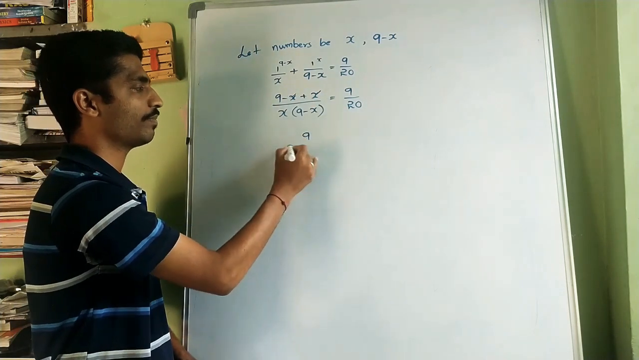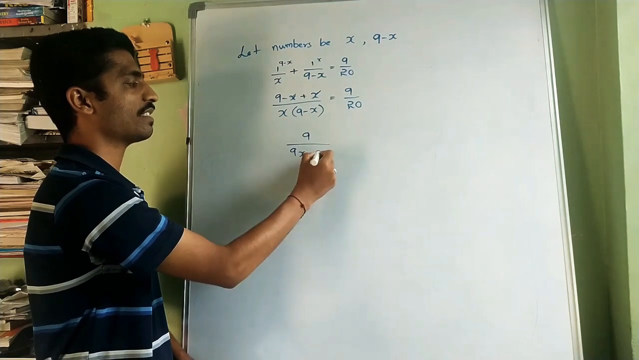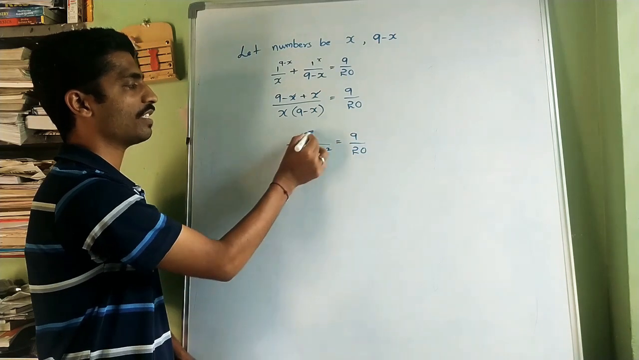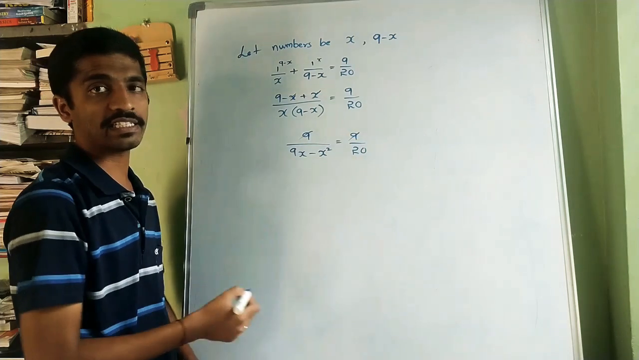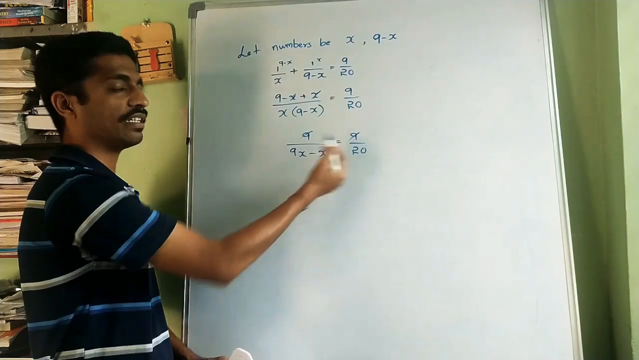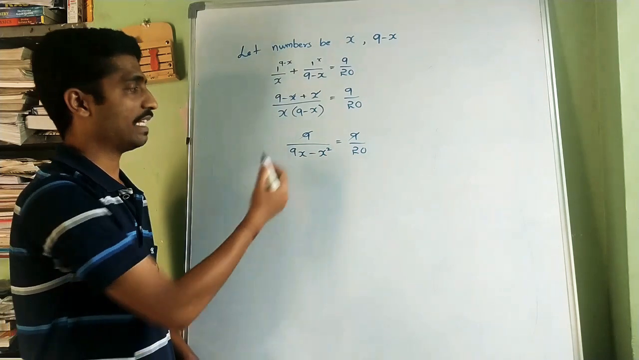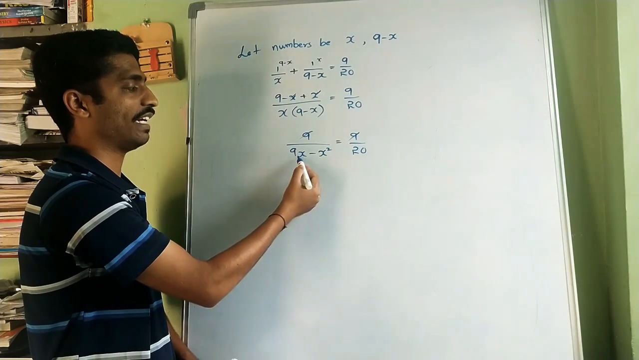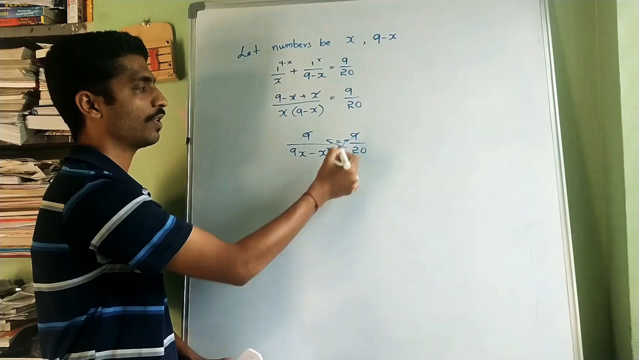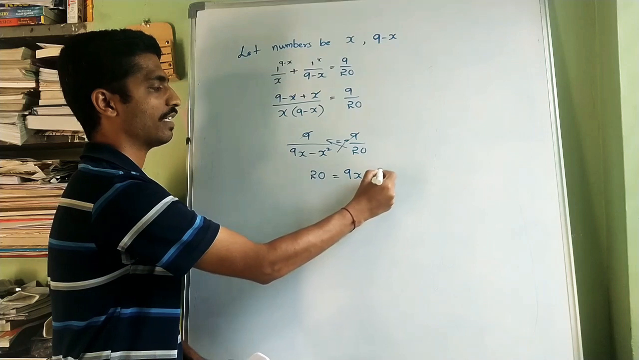What is left? 9 is left. Now multiply these two, x into 9, 9x minus x into x, x square, equal to 9 by 20. Here the numerator is 9, here also the numerator is 9. They will get cancelled because there are no other operations like plus or minus. So if you take one side, they will get divided. So directly I am cancelling 9 and 9. So what is left here? 9x minus x square. This side 20 is left. So cross multiply. Okay, 20 becomes here 20 equal to 9x minus x square.